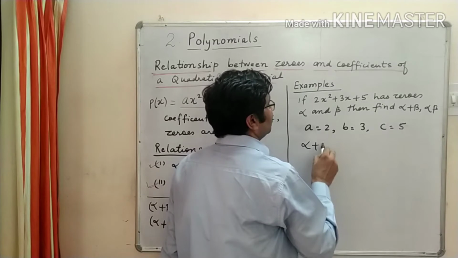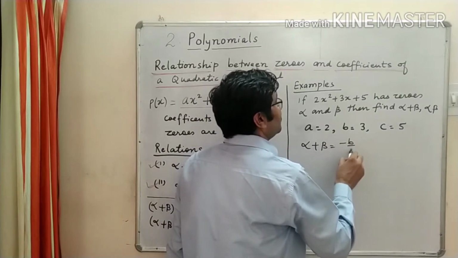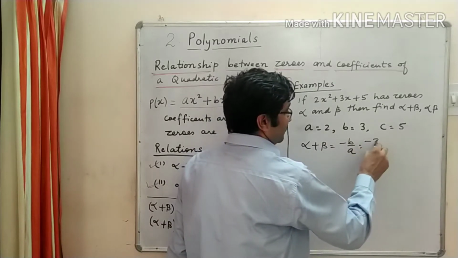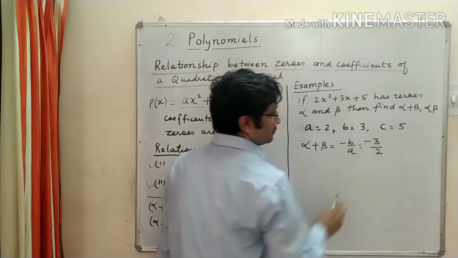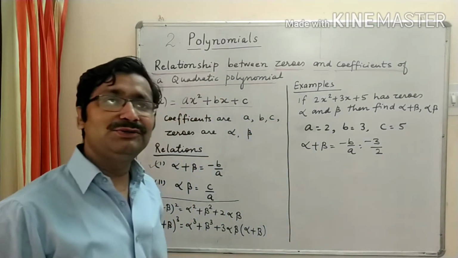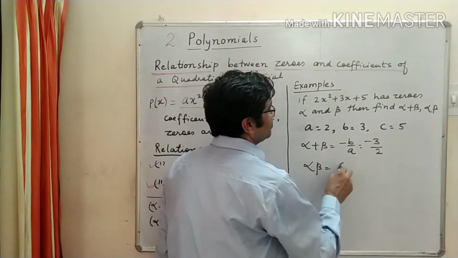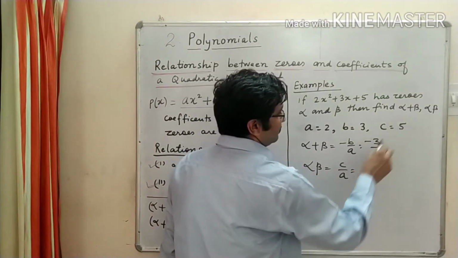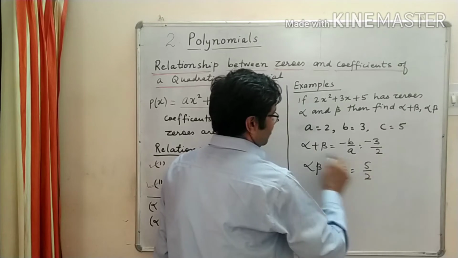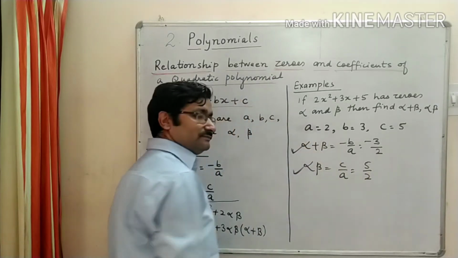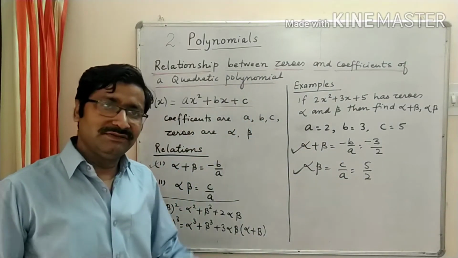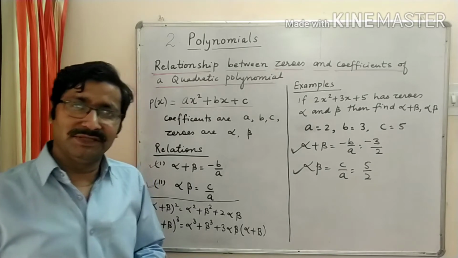Alpha plus beta will be minus b by a. So minus b means minus 3, and a is 2. So alpha plus beta is minus 3 by 2, you get it directly. Now alpha into beta is equal to c by a, and c is 5 and a is 2. Look here, these are the answers. So this is very simple. Hope you understand this part.